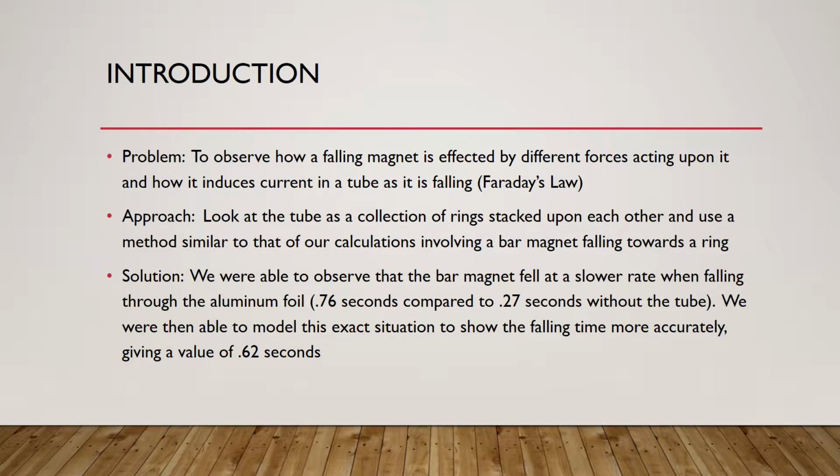In this lab, we were mainly focused on observing how a bar magnet fell in different situations, one being through an aluminum foil tube, and the other one being through a regular freefall. Our approach to this was to look at the tube as a collection of rings stacked upon each other to simplify calculations. And in the end, we were able to observe that the bar magnet fell at a slower rate when going through the aluminum foil at 0.76 seconds, compared to 0.27 seconds in regular freefall. We were able to also model this on Python, getting a value of 0.62 seconds for the fall time in our model.